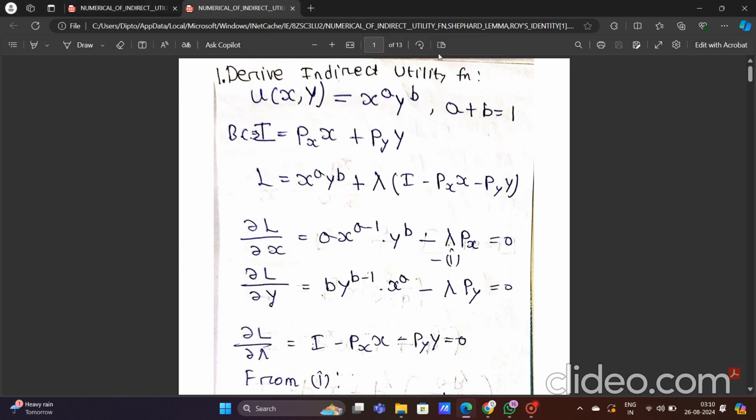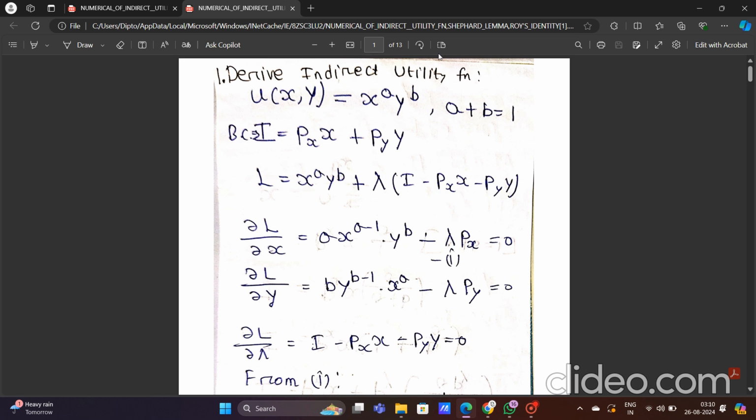Today we are going to discuss the indirect utility function. Here a utility function is given to us. Utility is a function of x and y, equal to x to the power a into y to the power b, and another relationship is given between the powers a and b, that is a plus b equals 1.